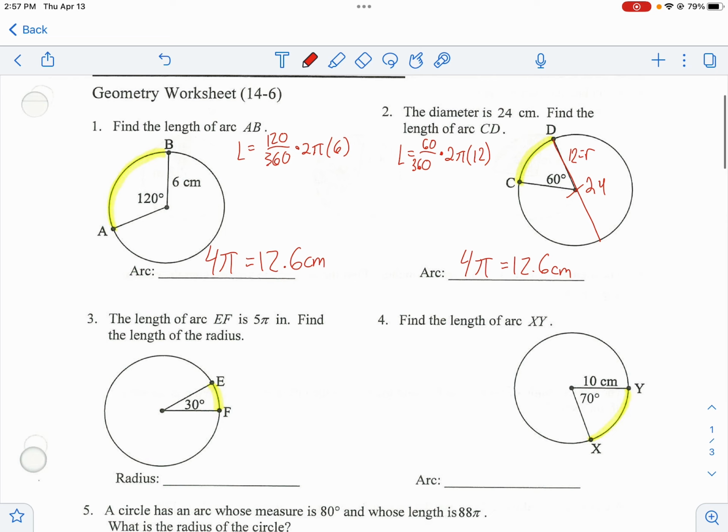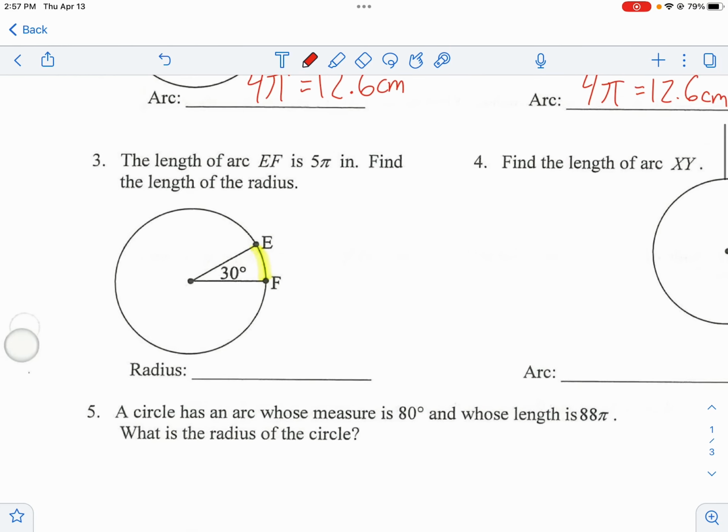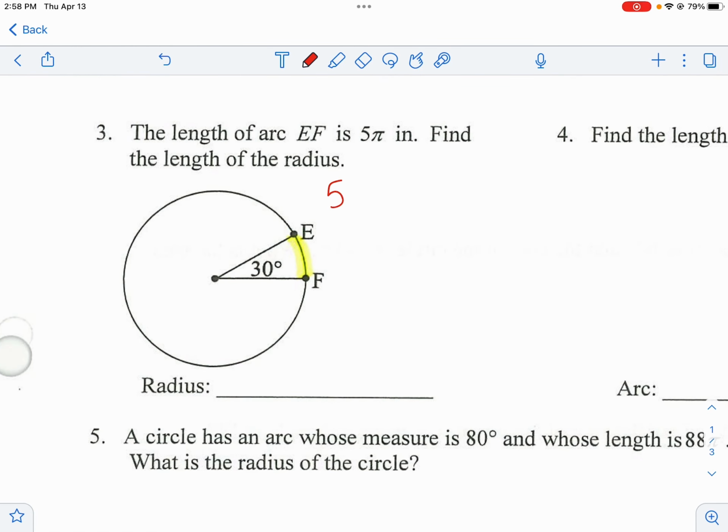So you can kind of see when our radius increases, so does our arc length, even if we have a smaller angle. What about number 3 here? It says length of the arc is 5 pi. This is one of those where they give us the answer. We'll see a little bit more of these later in this assignment as well. 5 pi, and then we can write the length formula on the other side. So 30 is given over 360 times 2 pi times the radius.